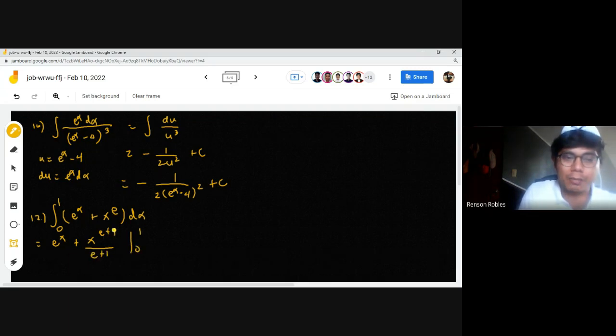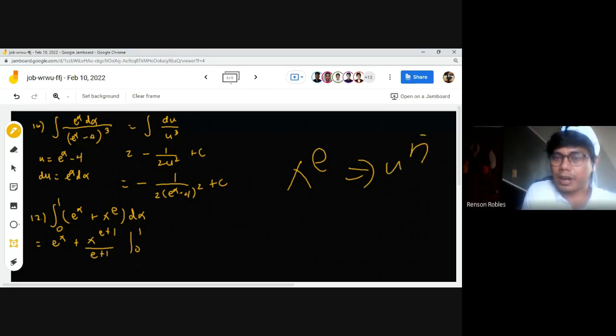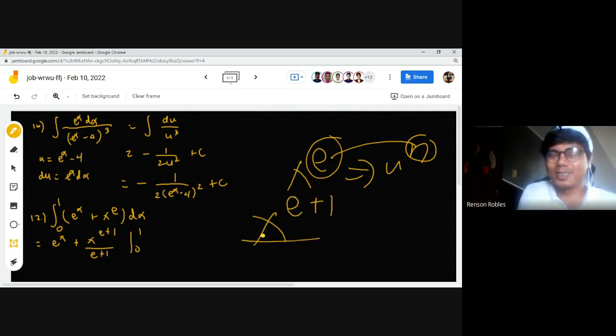Bakit kailangan mag-add ng 1 doon? Because this is constant, 2.7128 dot dot dot. Okay? This e, this is constant. So the second term, x raised to e, is of the form u to the n, where n is e. That's why when you integrate this, you simply add 1 to e and then write it also on the denominator.